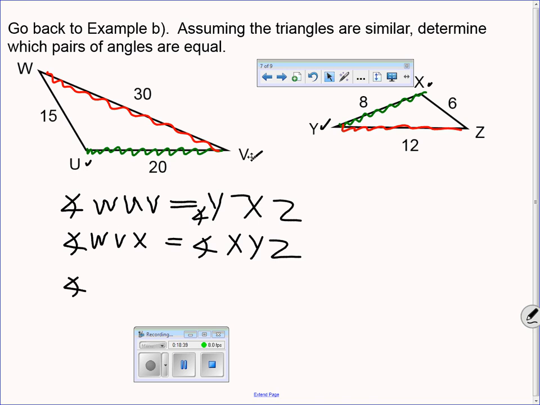To get that last angle, I'm going to use angle UWV is equal to angle, it could be angle XZY, and we're done. Now that only happens because these two triangles are similar.